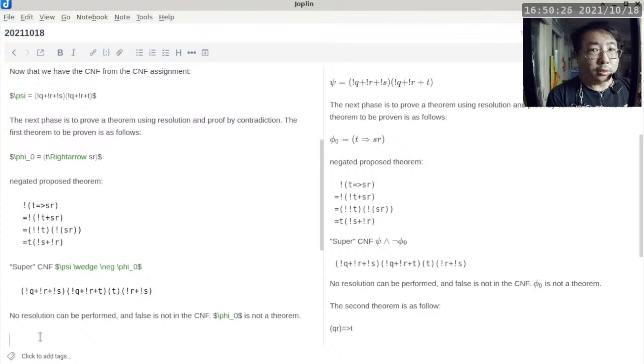Which implication are we talking about? There's no implication in the CNF. You mean the theorem? The theorem just has an implication itself. With this entire thing, T implies S and R is the proposed theorem. The proposed theorem is nothing more than just a Boolean expression, and the question is whether it is implied by everything that is known to be true or not.